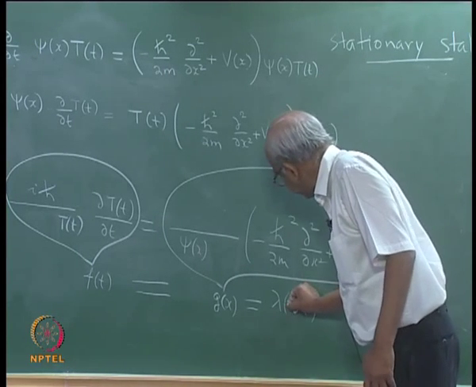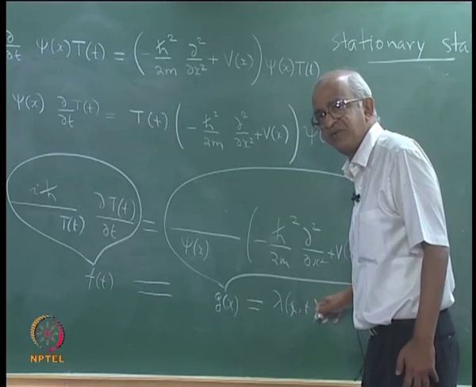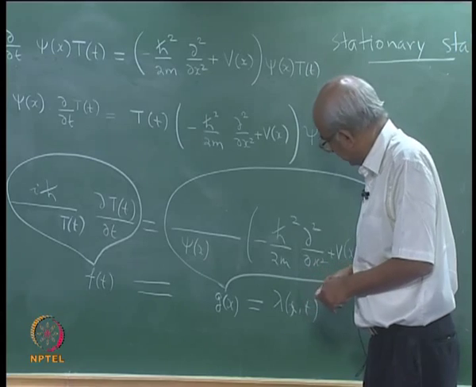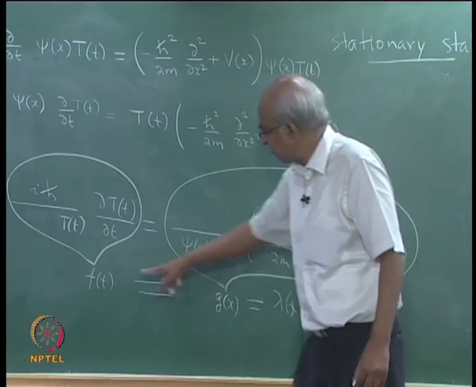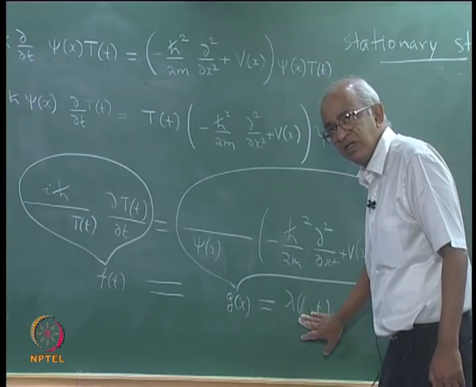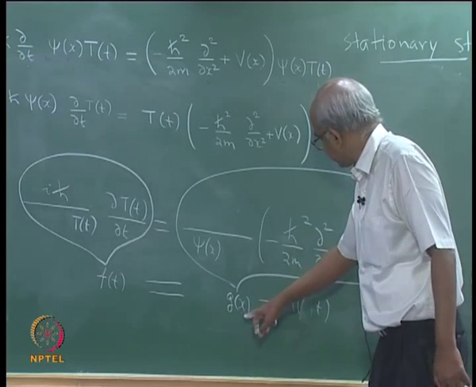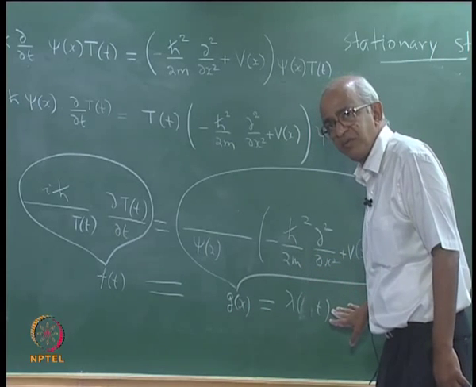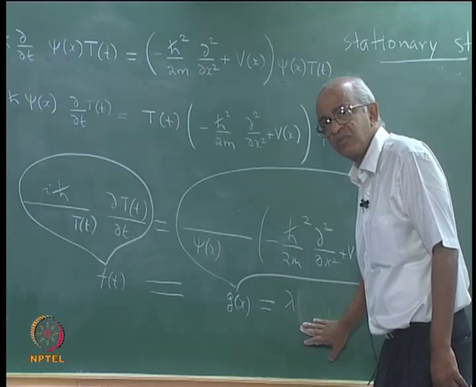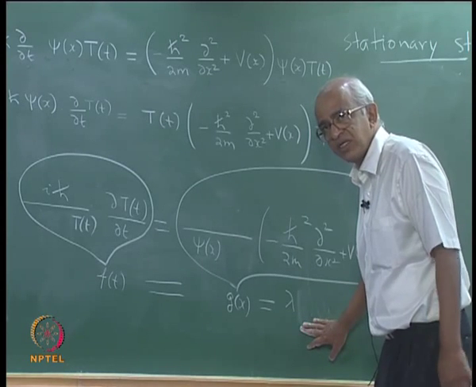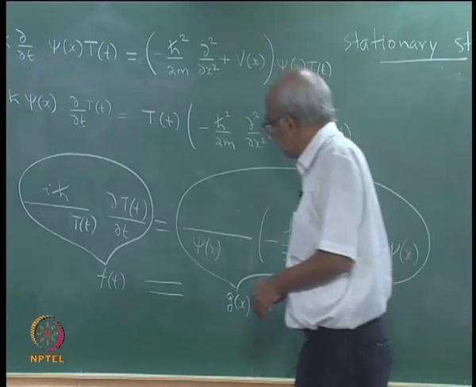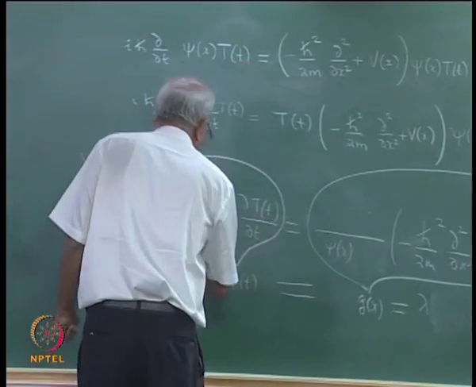At the most what can happen is that both of them may be equal to some function of x and t, because x and t are the variables that you have in your problem, but lambda is equal to a function of t alone. So, therefore, it cannot depend upon x, and lambda is equal to a function of x alone. So, therefore, it cannot depend upon t, and therefore, lambda has to be a constant. That is the way you can argue. So, therefore, if such an equation is to be satisfied, f of t must be equal to a constant.